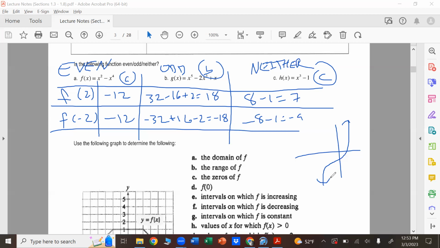Basically, it has to be the same number, but it's either both negative or both positive, or one's negative. Right, 100% correct. Yeah, if the y stays the same, like both positive, both negative, it's even. If there's a sign change, it's odd.